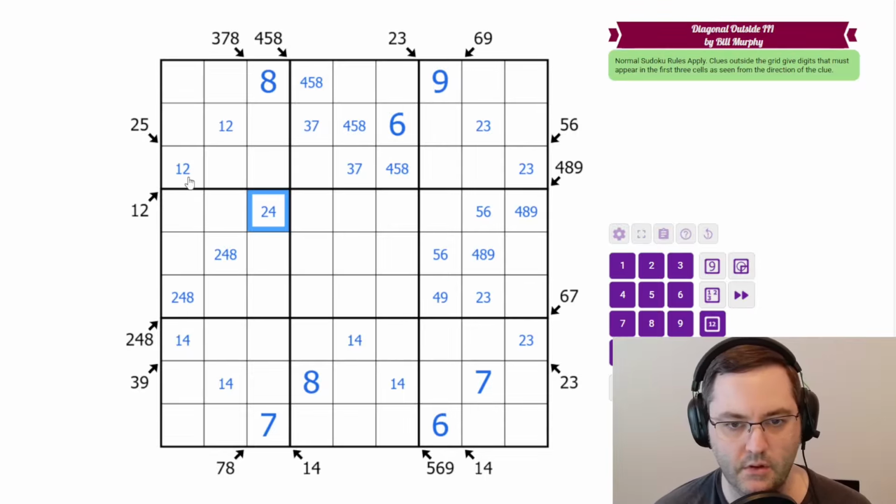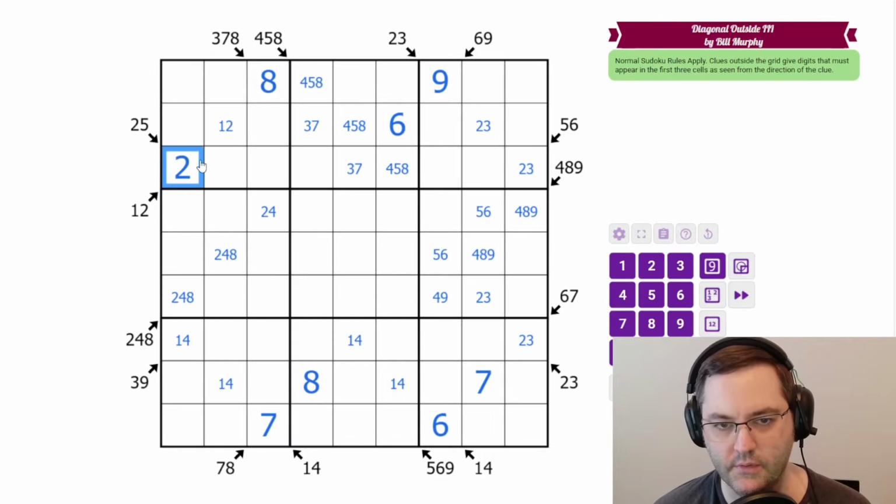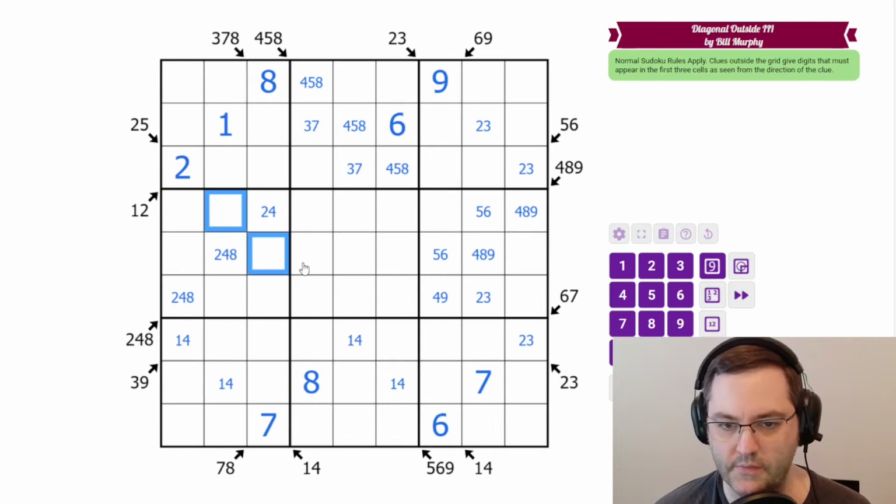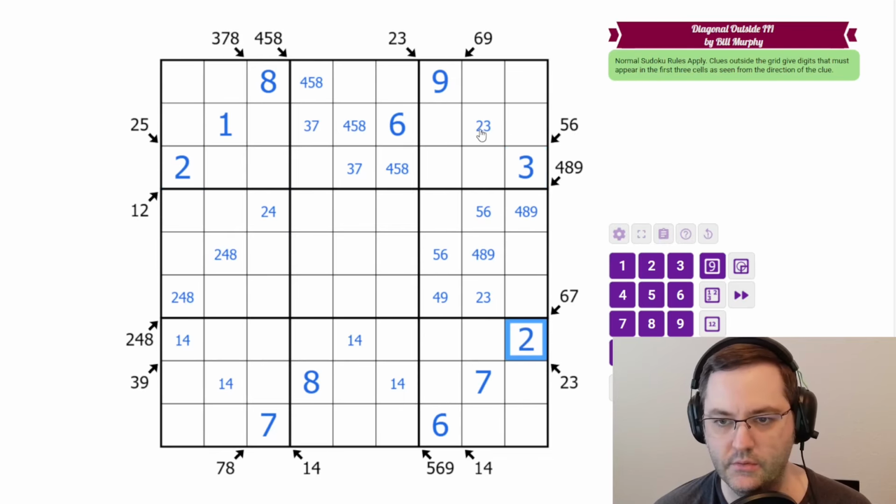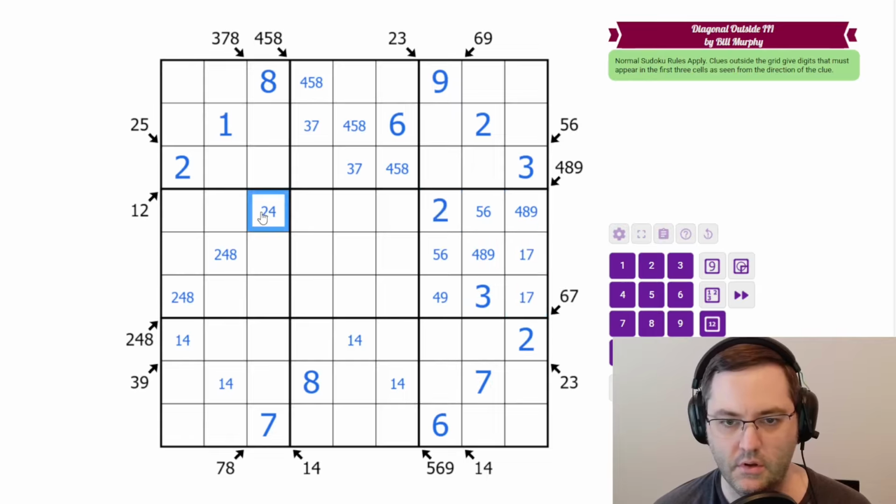2, 4, 8 here. The 2, 5 isn't restricted in the same way as the other ones, but the 2 can't go in this box. So this must be the 2. And now 5 is in one of these cells. That 2 is going to give us 3 and 2, and 2 and 3. So now where does 2 go in this box? It goes here. That's not 2, so it's 4. That's not 2, so it's 8.